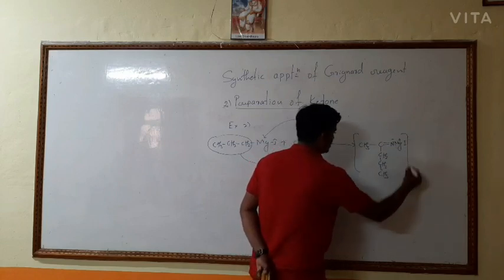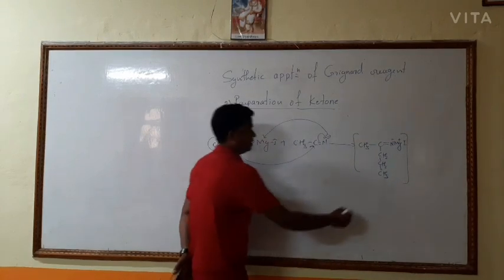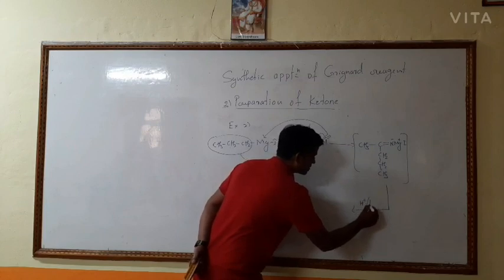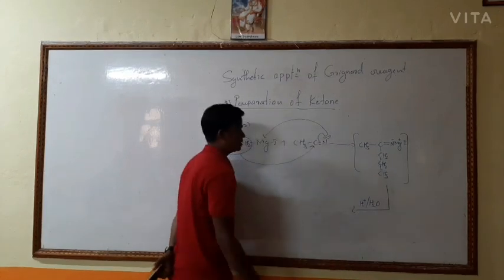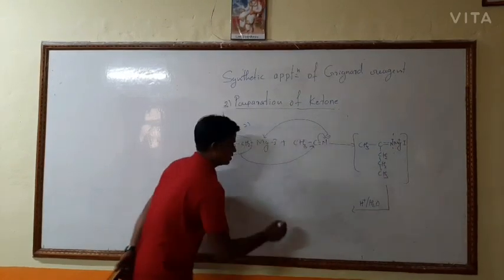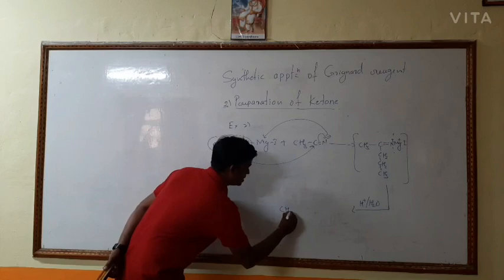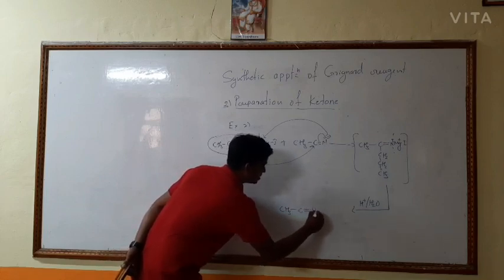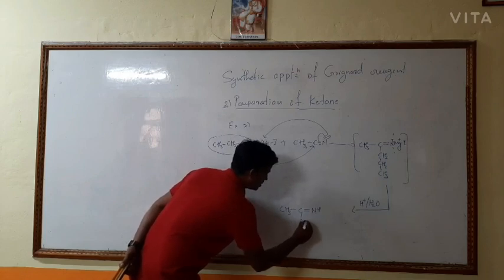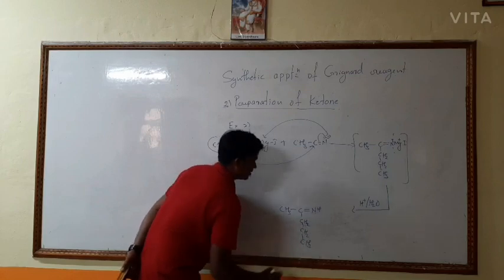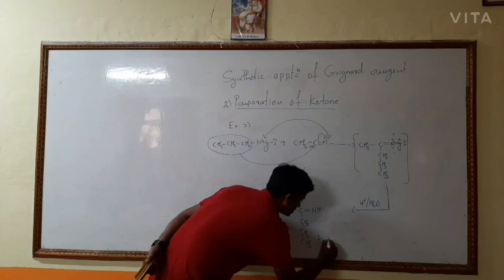This is our addition product, and again this addition product undergoes acid hydrolysis to give ketimine. This bond is broken, then we get CH3 C double bond NH, CH2CH2CH3. This is our ketimine.